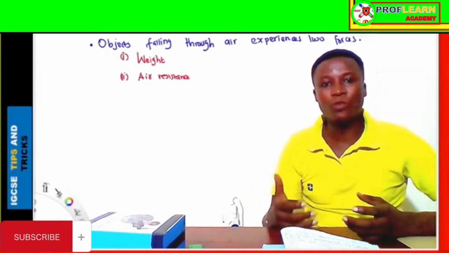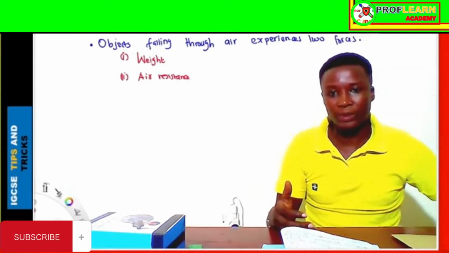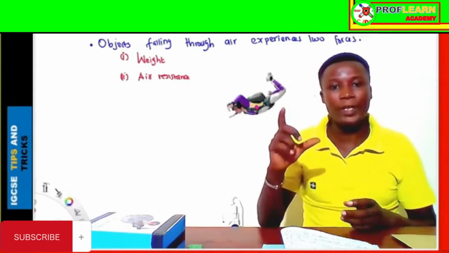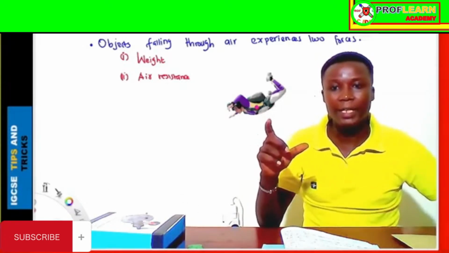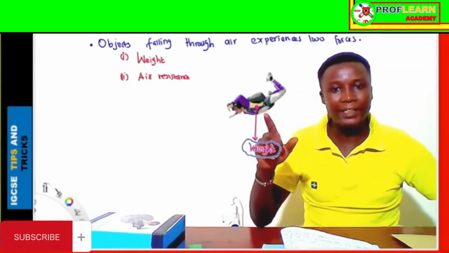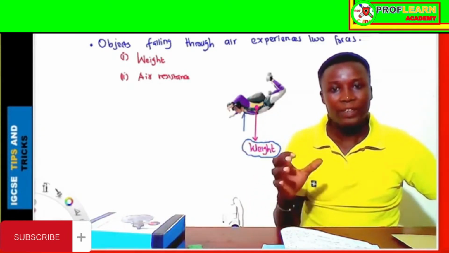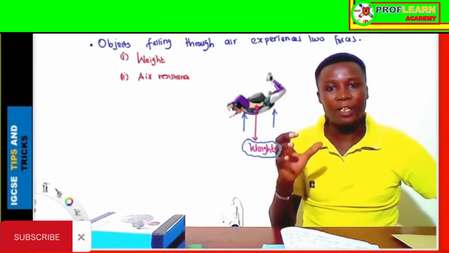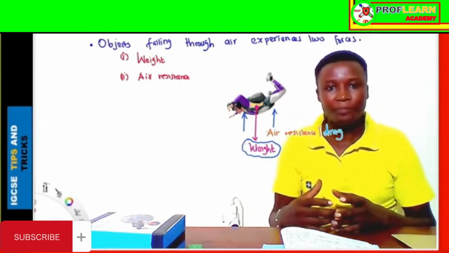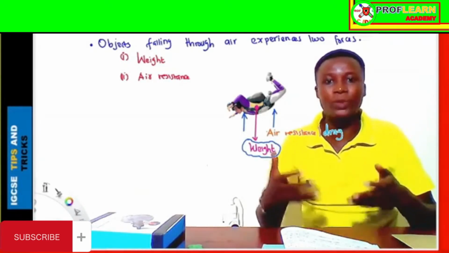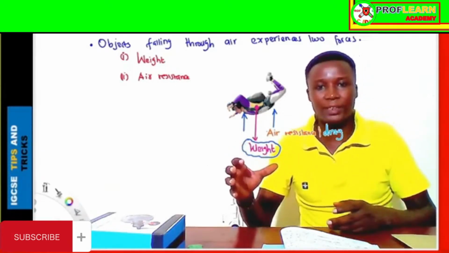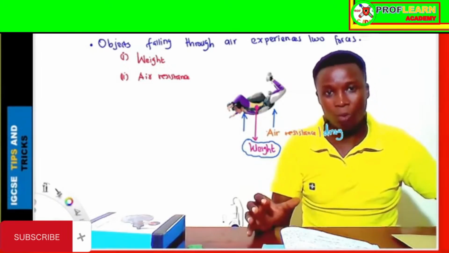Now, in order to understand these two forces, we're going to use an example of a parachutist as he's falling through air. This person here is going to experience two forces. Number one is the weight, which will be acting downward. At the same time, we'll be experiencing air resistance, which will be acting upwards. These two forces act in opposite directions. But what you need to understand is that air resistance or drag increases with the speed at which the person is falling through air. So it can reach a point when air resistance and weight are equal.